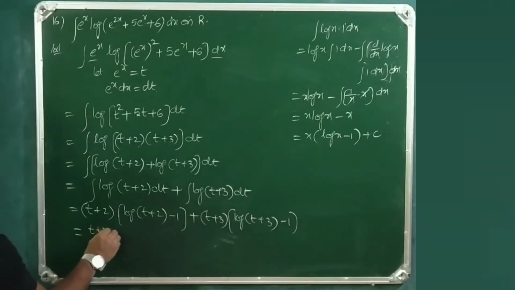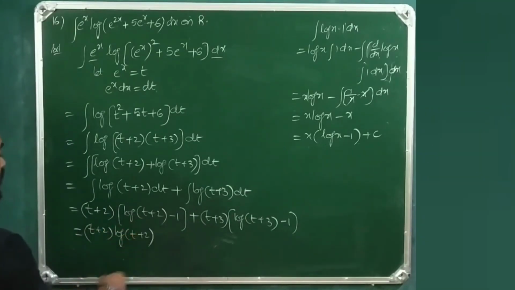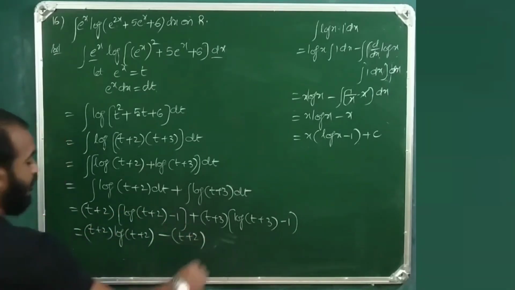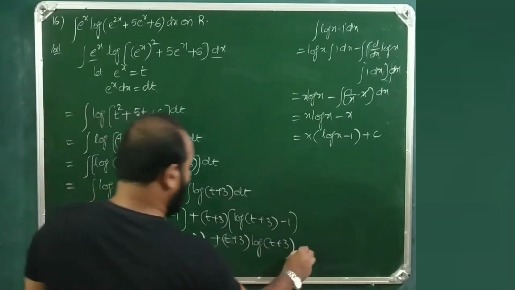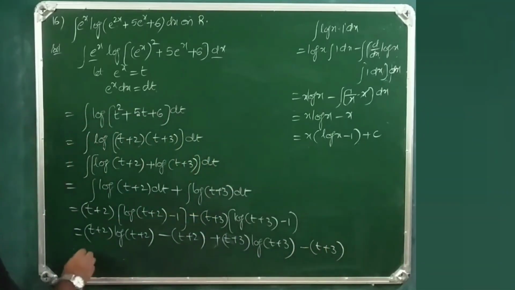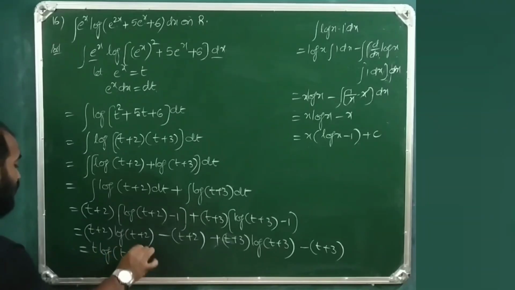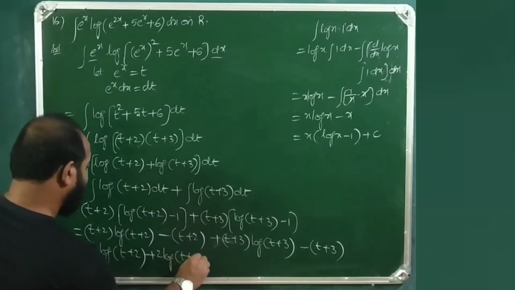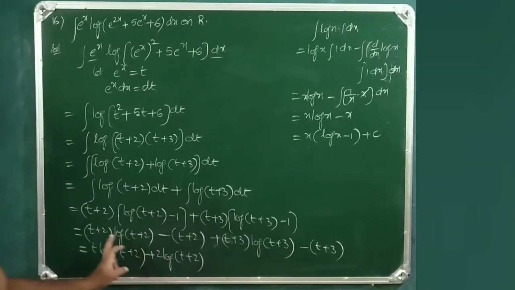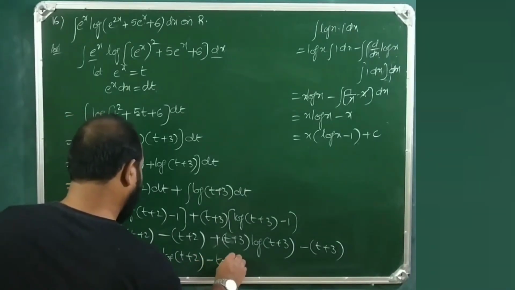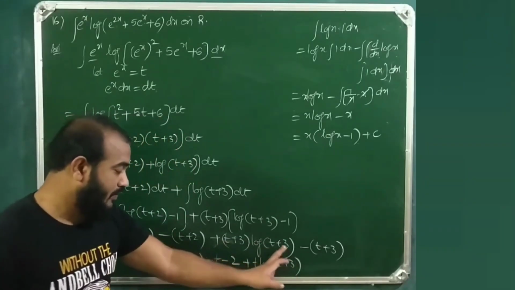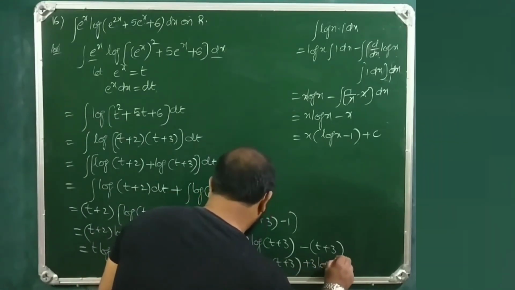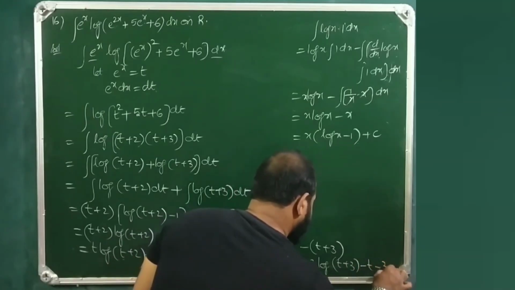So here (t+2) into log(t+2) minus 1 into (t+2), that is t+2, plus (t+3) into log(t+3), minus of (t+3). This is equal to t log(t+2) plus 2 log(t+2) minus t minus 2, plus t log(t+3) plus 3 log(t+3) minus t minus 3.